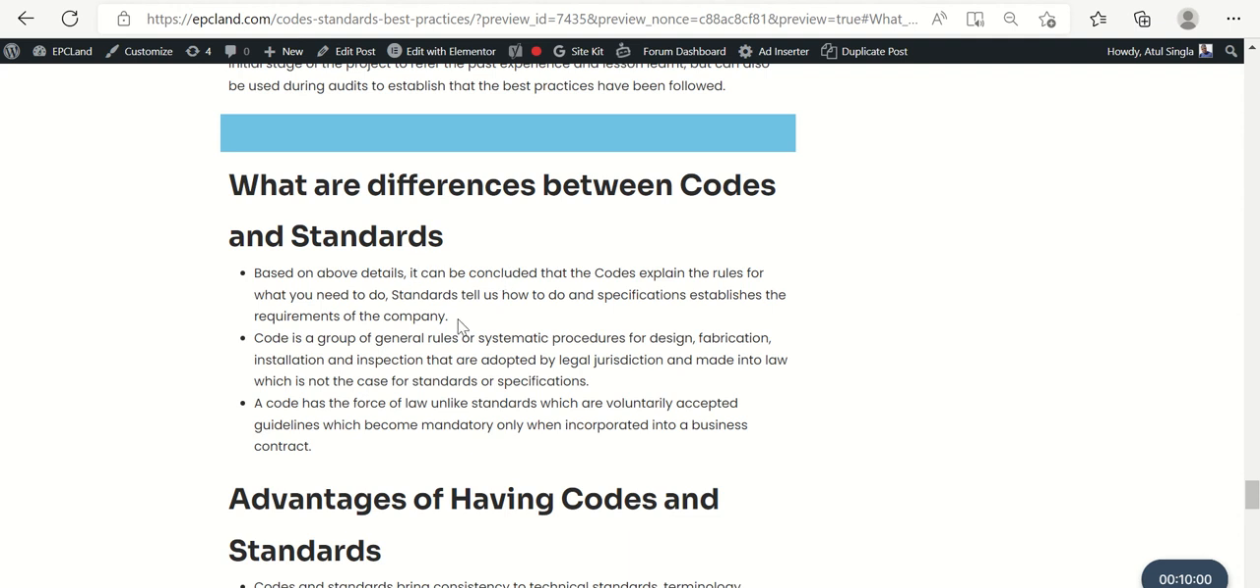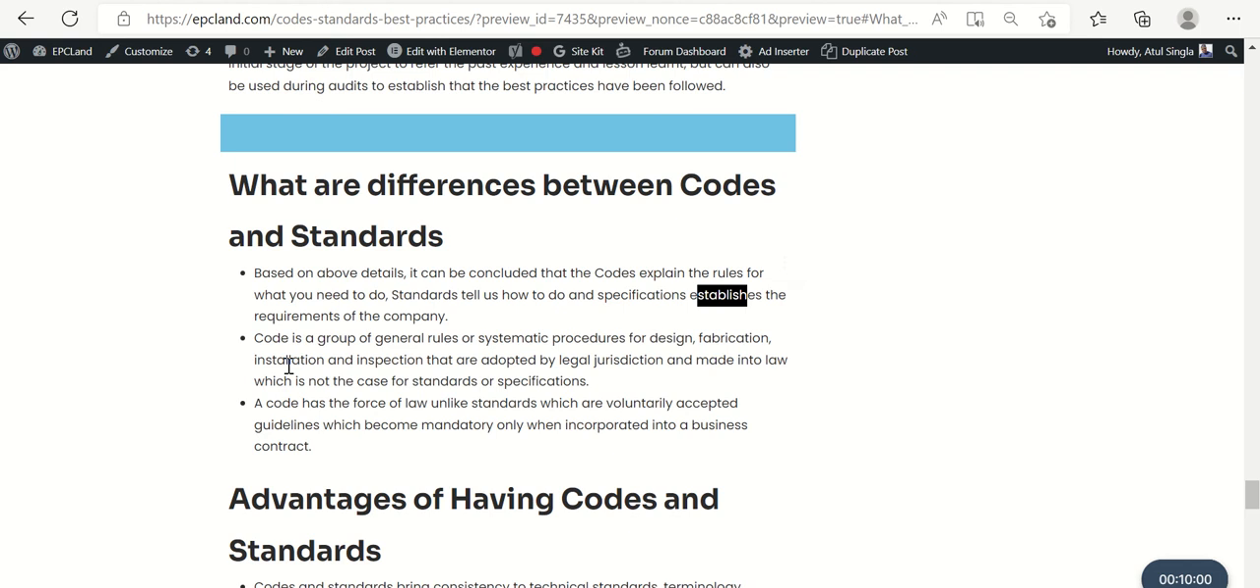If you look at these codes, they always explain the rules, what you need to do. Standards tell us how to do it, and specifications establish the requirements of the company. So this is the basic difference: what to do, how to do, and execution.